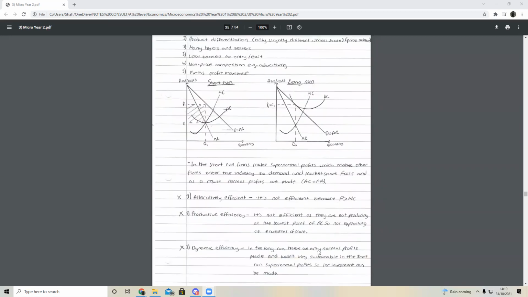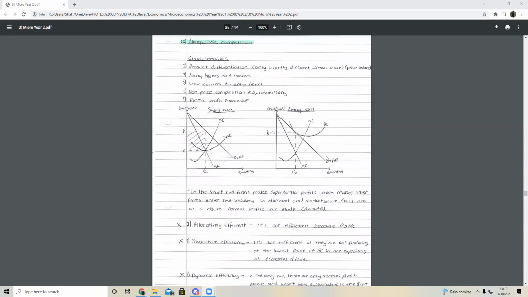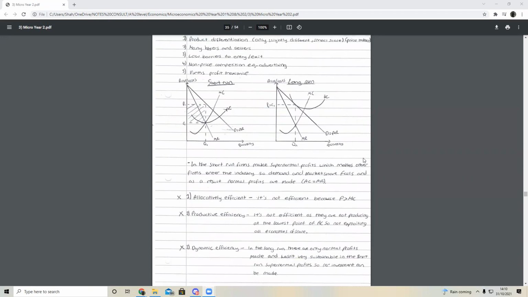Dynamic efficiency: in the long run, there are only normal profits made, and it wasn't very sustainable in the short run, so no investments can be made. What's the definition of it, like if I was asked that in the exam? Dynamic efficiency is the process by which you can lower your long run costs, and some people do that by using their supernormal profits to invest in better technology to lower their costs. So dynamic efficiency is about lowering long run costs.